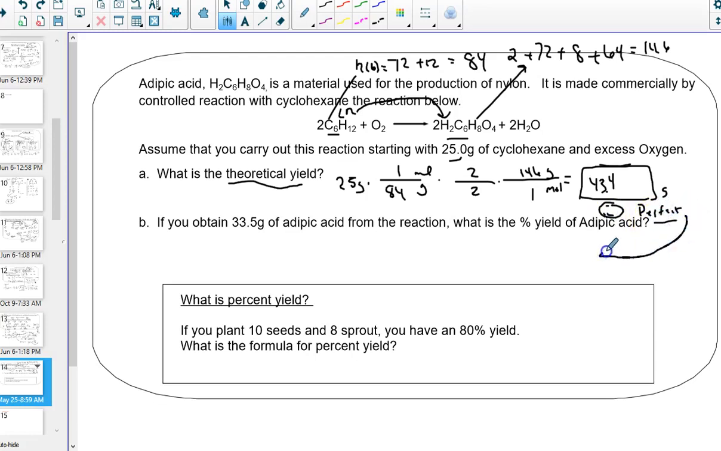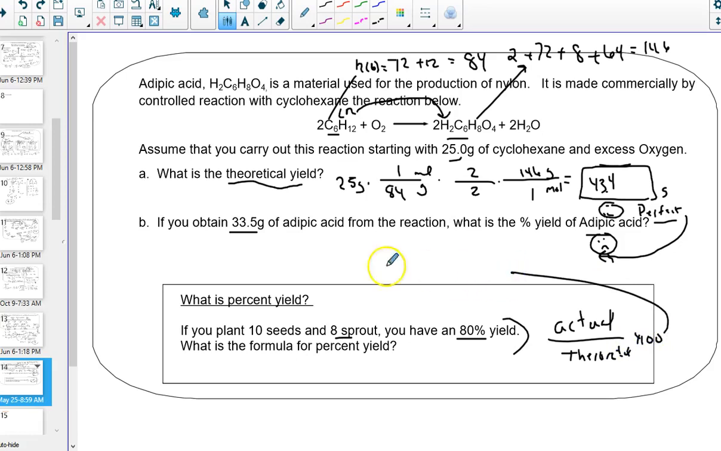But we're never perfect in real life. The more and more we get to spend time in lab, you realize that, man, things just don't work the way they want to. And we only got 33%. Okay? What is your percent yield of adipic acid? This is a little thing I just kind of mentioned to people. If you have 10 seeds and 8 sprout, what's your percent yield? It's 80%. So it's what you actually got, which is the 8, divided by what you're supposed to get, which is 10. All right? This is the theoretical. Times 100.